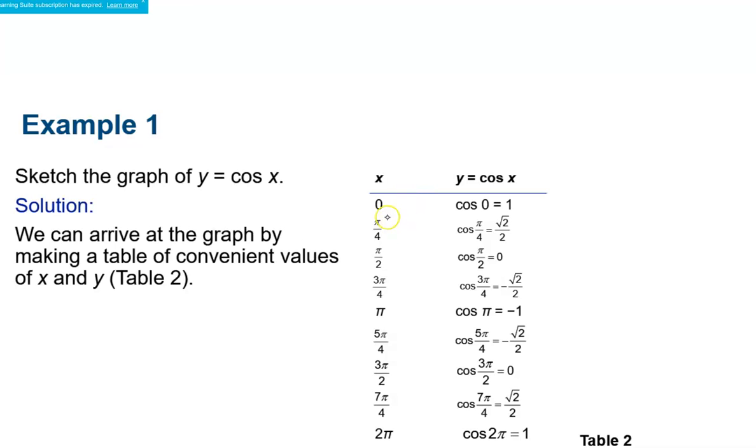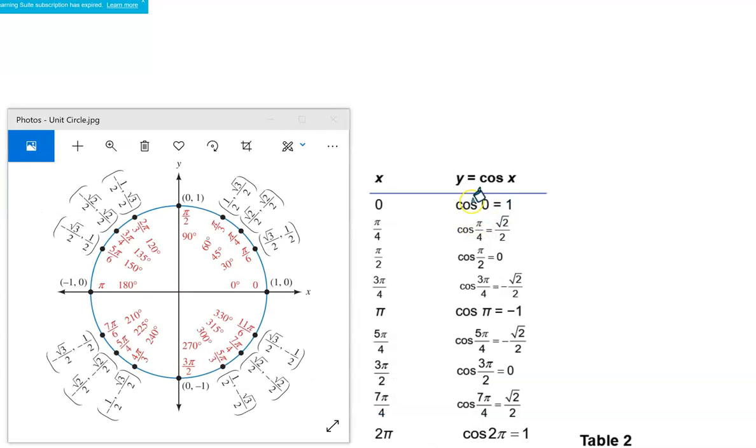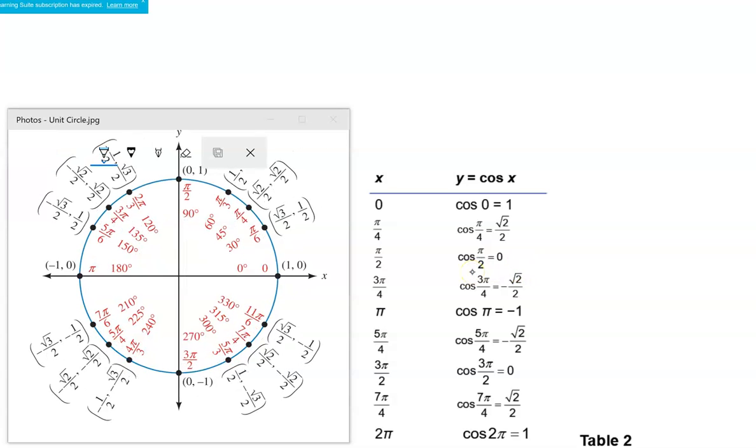And again, let's use the multiples of pi/4, pi/2, 3pi/4, and so on. And we will find the values corresponding to the values of x.